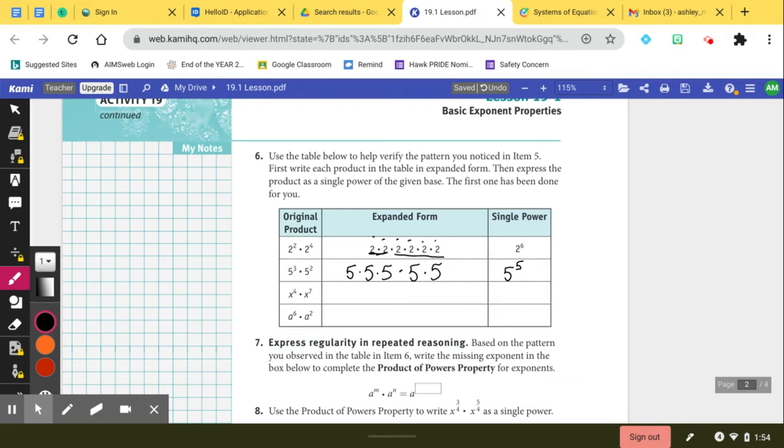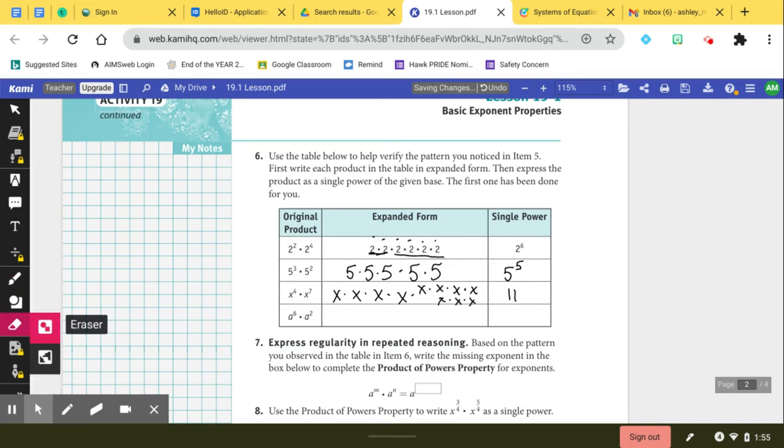Let's also see this with my x's. So we have x to the fourth, so that would be x times x times x times x, times x to the seventh, which is x times x times x times x times x times x times x. So that would be x to the 11th power.